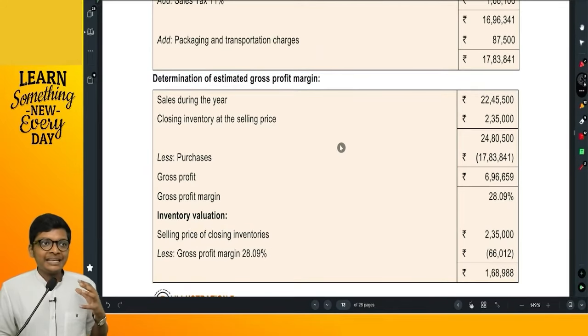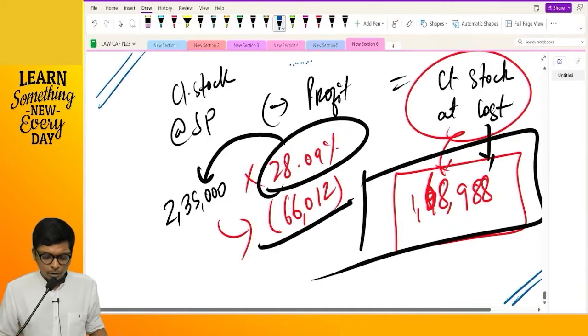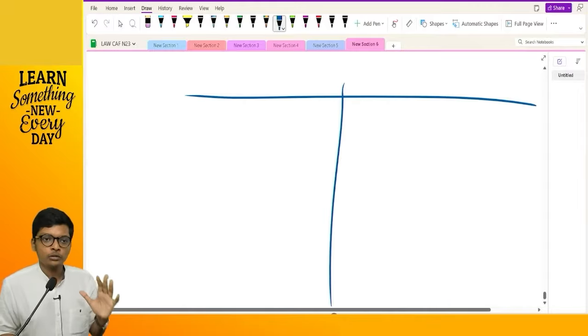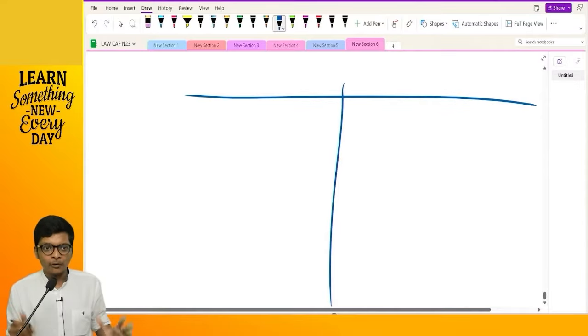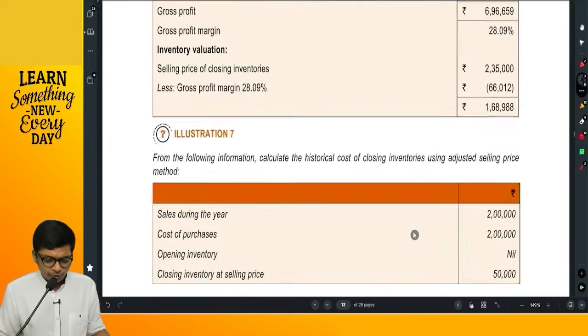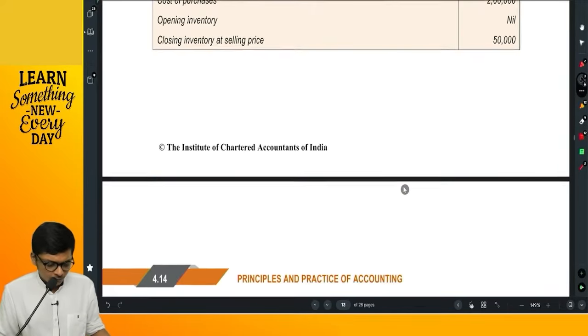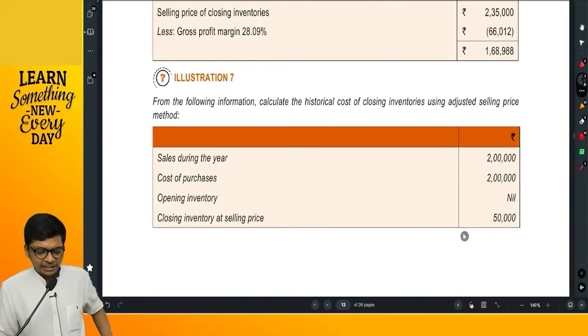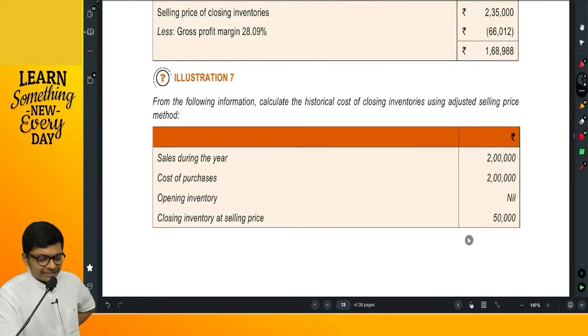Now this chapter, each sum is unique. Now you have to use the base logic, which is the trading account. From the numbers in the trading account, you have to try and find the closing stock. When you do 2 to 3 sums, you will understand the knack of doing it. Do illustration 7 now. You will get the answer easily.